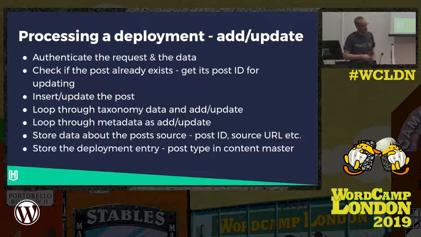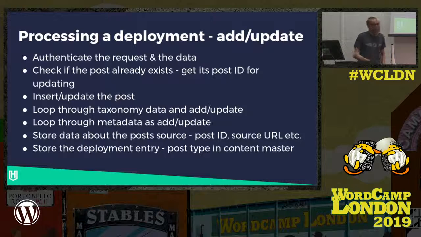And the same with metadata. So we'll run through all of the metadata that's attached to the post, and we'll assign that, save that against the new post that's been created, or the one that's been updated. And then, as I mentioned before, we need to store the data about where it's come from. So there's a connection between the site at the bottom and the top level where it's come from. So we know the URL that it came from, and we know the ID of the post that it came from. So we've got that connection, so we can track the changes that are happening.